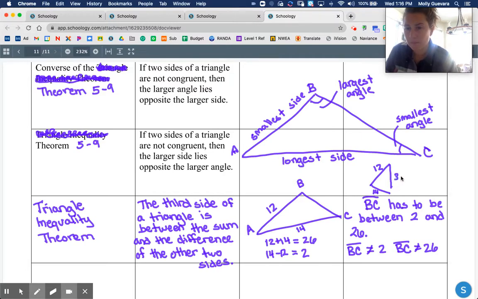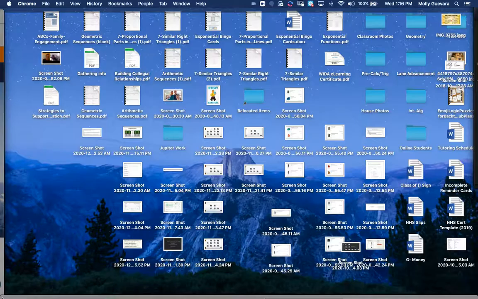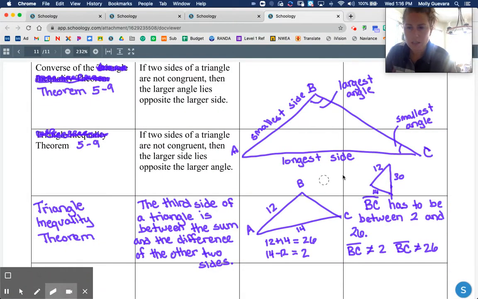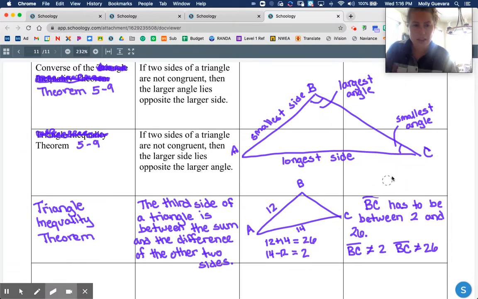Or it would go past. There's no way that I can make this a triangle because it'll be too long. So that's why we have this restriction that it has to be between 2 and 26. And so that's the triangle inequality theorem.